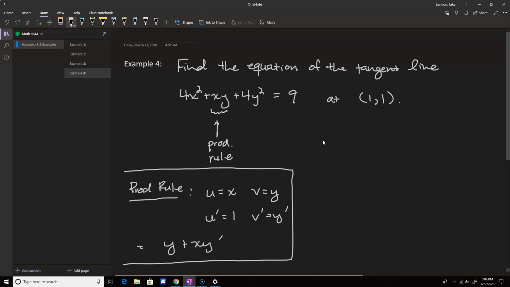So the derivative of 4x squared is 4 times 2x, or 8x. The product rule that we found gives y plus xy prime. And the derivative of 4y squared is going to be 8y times y prime. And the derivative of 9, being a constant, not being multiplied by a function of x or a function of y, just goes to 0. Again, we want to move all the terms that don't contain a y prime to the other side of the equation, so we need to subtract both 8x and y.